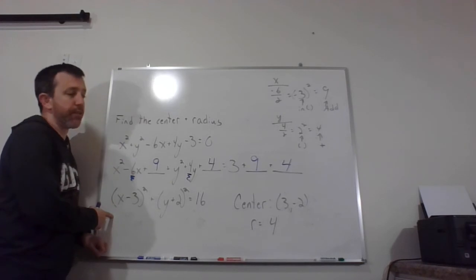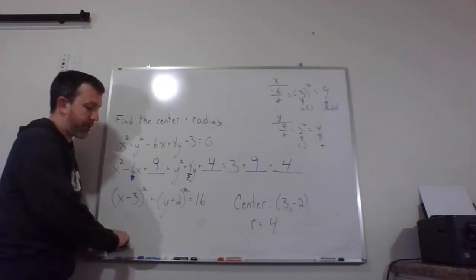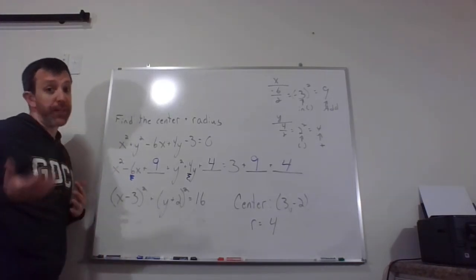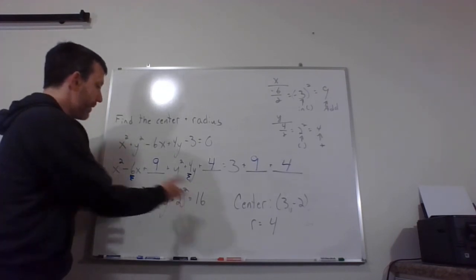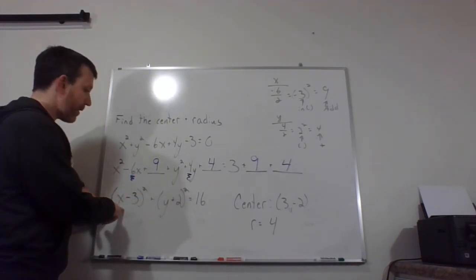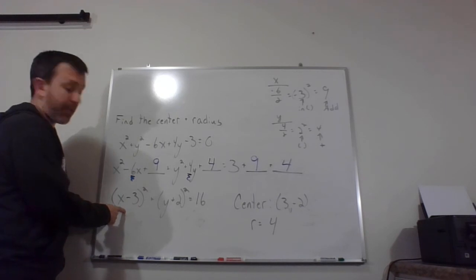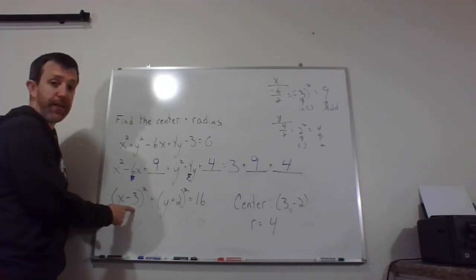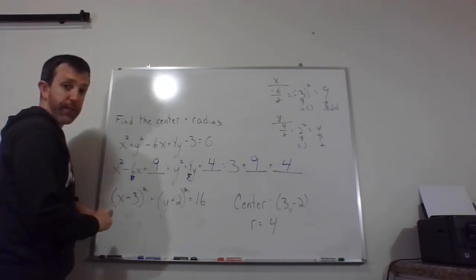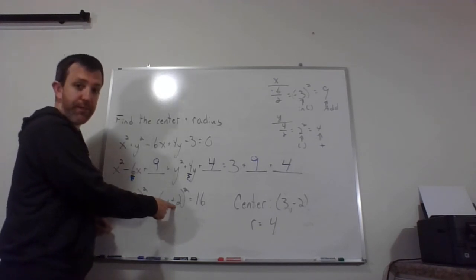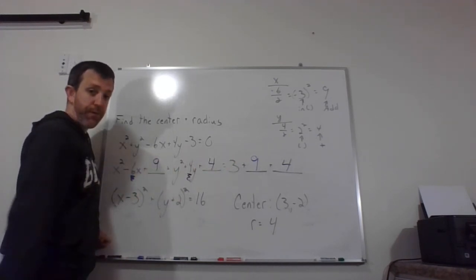Here is my standard form. Once you finish completing the square for both x and y, you get these, and it's beautiful. Now you can see the center. Remember, it always works kind of like opposites. It's not negative 3 for x, it's going to be positive 3. It's not positive 2 for y, it's going to be negative 2 for y.